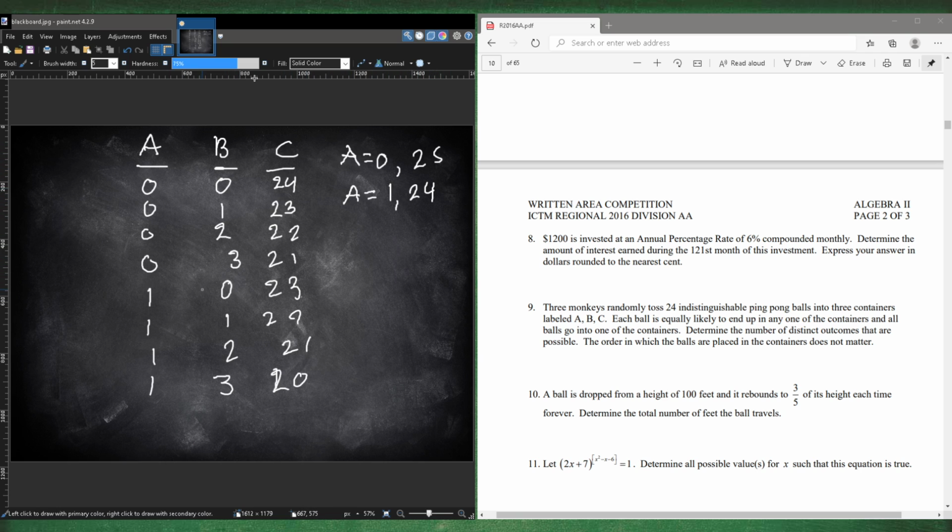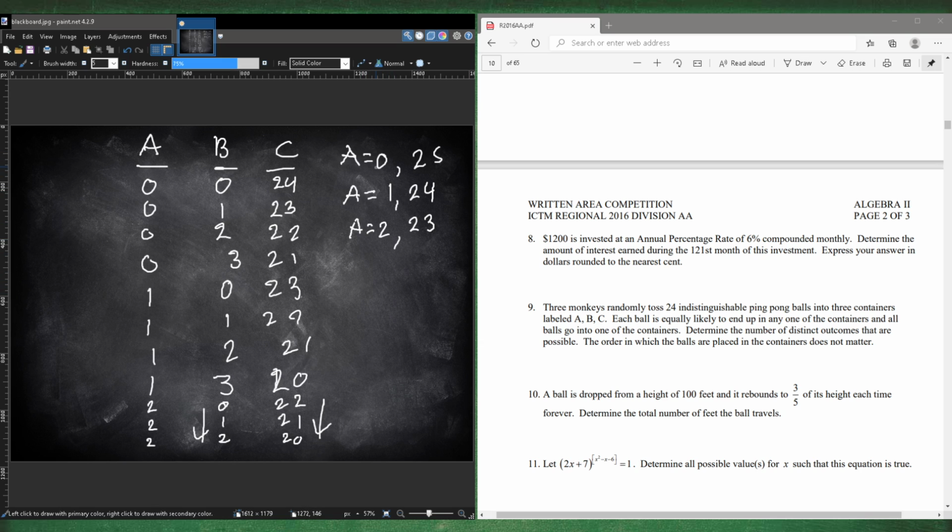Okay, so let's say A is equal to 2. If A is equal to 2, B will start with 0, then C is 22. If B increases by 1, C decreases by 1, so that's 21. B is 2, so C is 20. You see again, increase by 1, decrease by 1, right? So when A is equal to 2, how many possibilities are there? Well, it goes from 0, and the highest amount is 22, because 22 plus 2 is 24. So 0 to 22, there's a total of 23 possibilities.